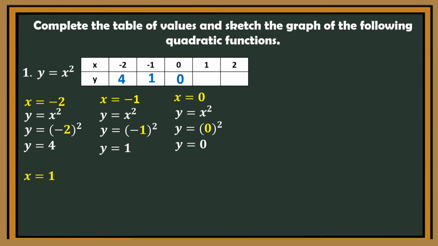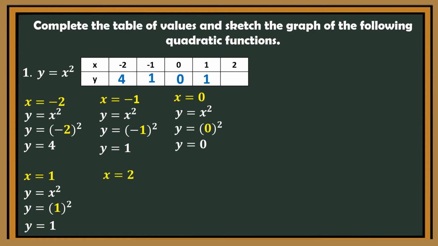What if your x is equal to 1? Let us use again the original equation. Y is equal to x squared. And then, next is substitute. Y is equal to 1 squared. And 1 squared, that is 1 times 1, that is positive 1. Therefore, your y is positive 1. And then, lagay na natin sa table.